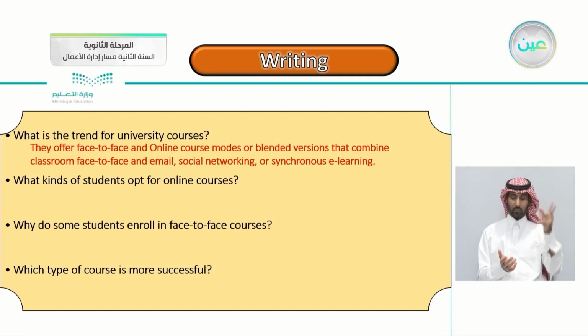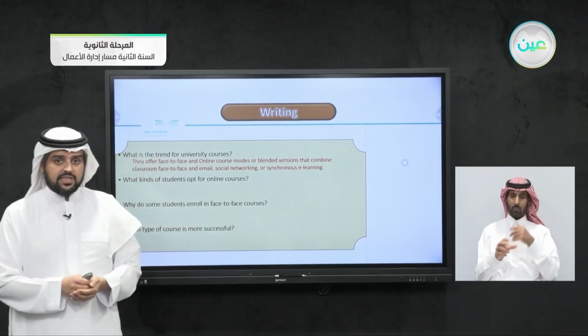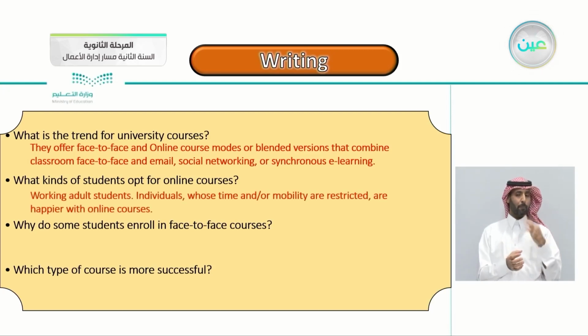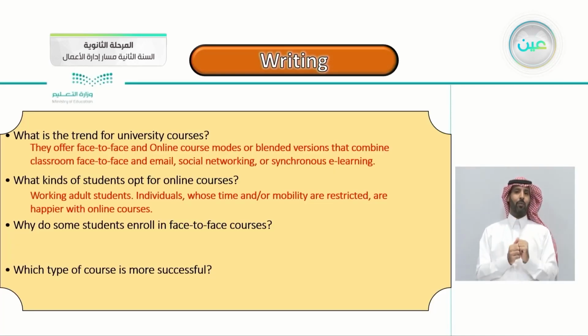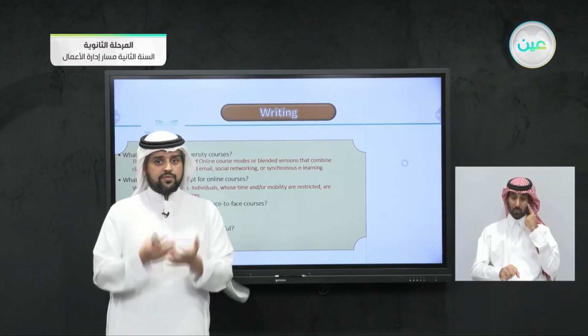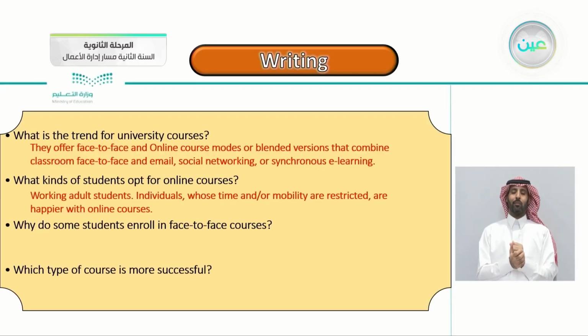So the second question, what kinds of students opt for online courses? What kinds of students? Who are the students that choose to go for online courses? Very good. Working adult students. Working adult students. In other words, individuals whose time and or mobility are restricted. Whose time or mobility are restricted. They can't move as they want and their time is very tight. Are happier with online courses. If you are an adult at a university working a part-time job, so your time is a little bit tight, here, of course, you would prefer for going to online courses because time is crucial for these kinds of students.